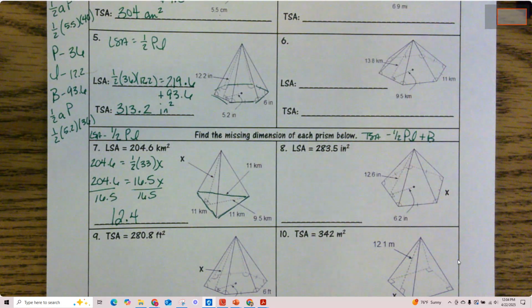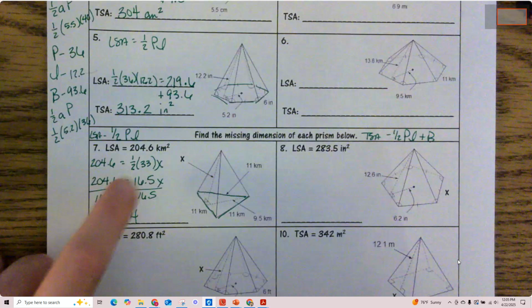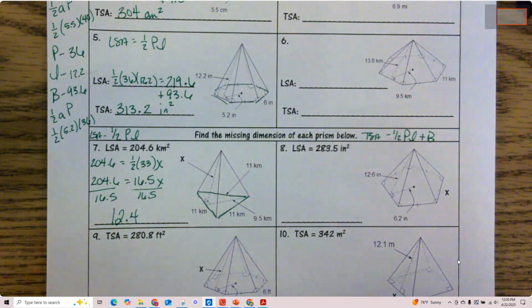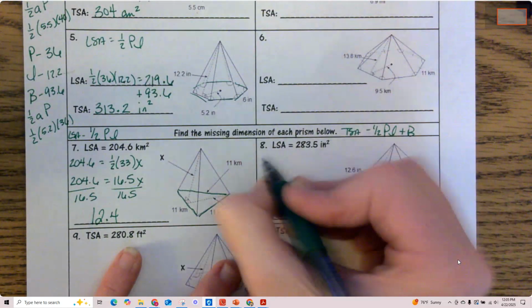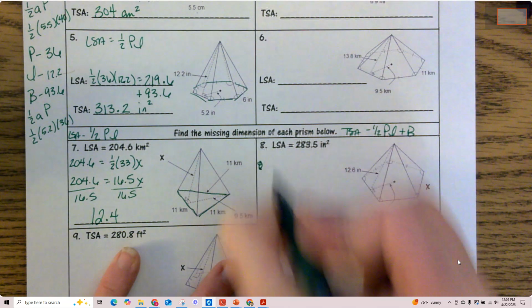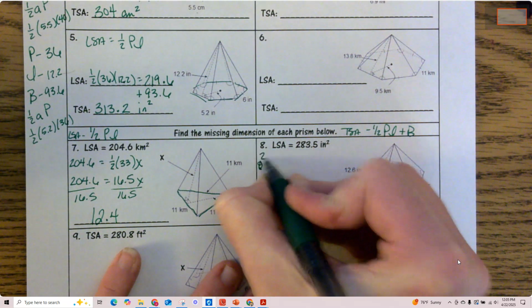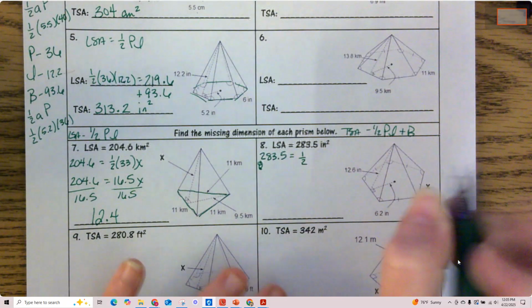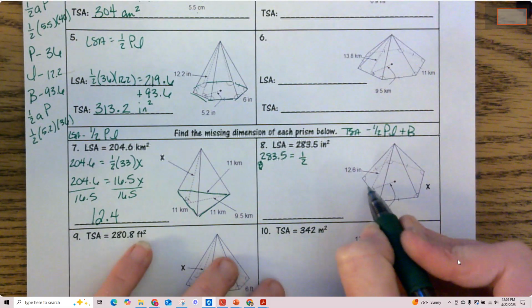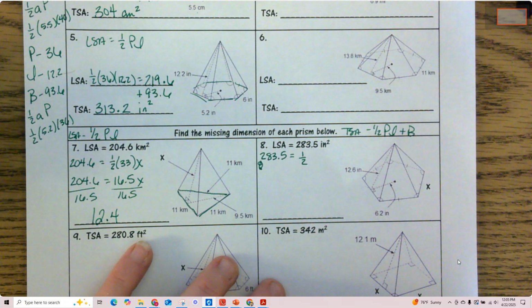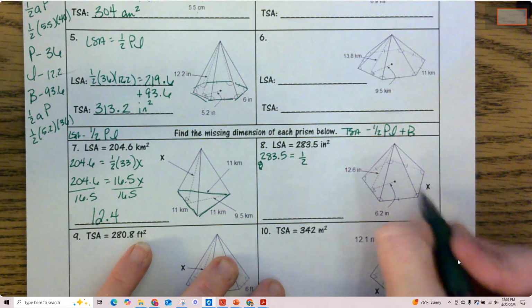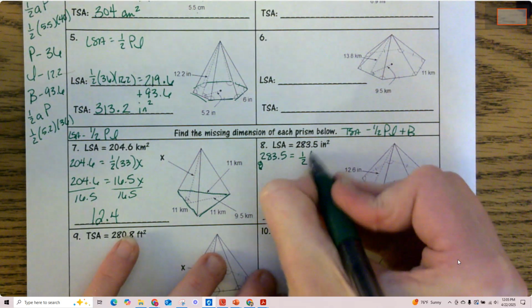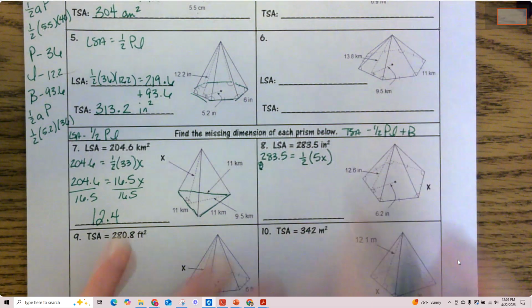All right, side length. If we're looking for the side length, like the number 8, that's going to keep us from finding the perimeter, the big P. So we can expand that big P out. So lateral surface area is 283.5. All right, perimeter. How many sides does this shape have? 5. The side length is X. So for perimeter, I'm going to write 5X.